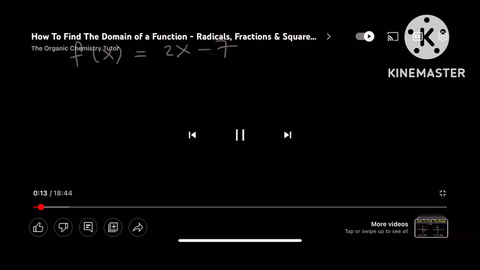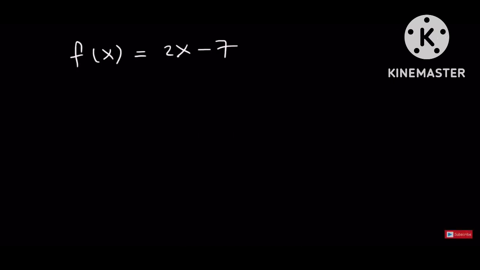So consider the function 2x minus 7. What is the domain of this function? What is the list of all possible x values that can exist in this function? Whenever you have a linear function like the one that's listed, the domain is all real numbers. So in interval notation, x could be anything. It could range from any value from negative infinity to positive infinity.